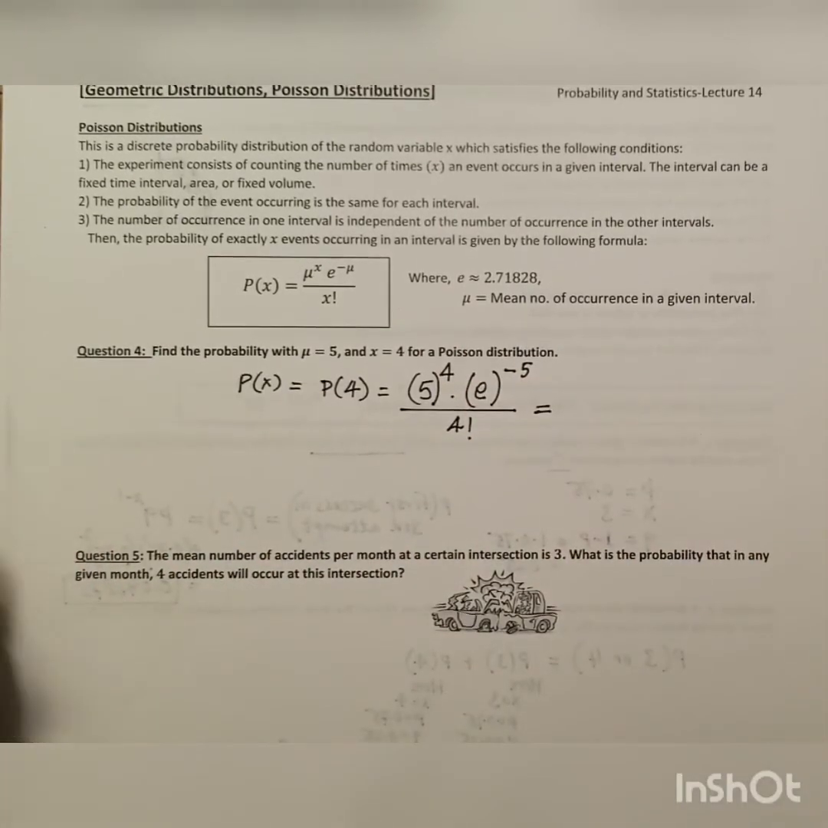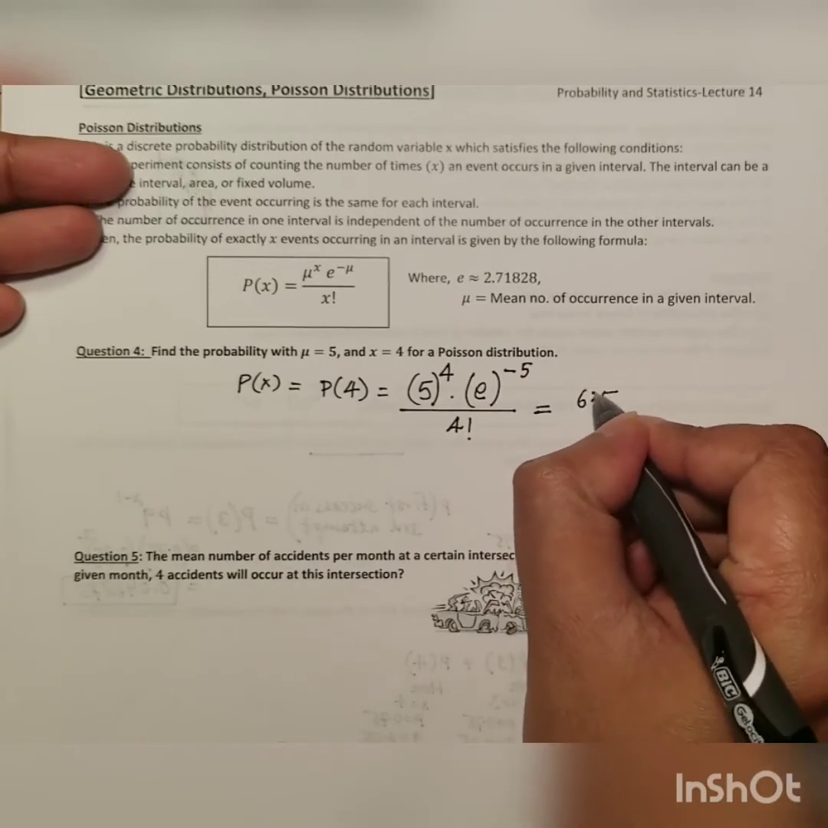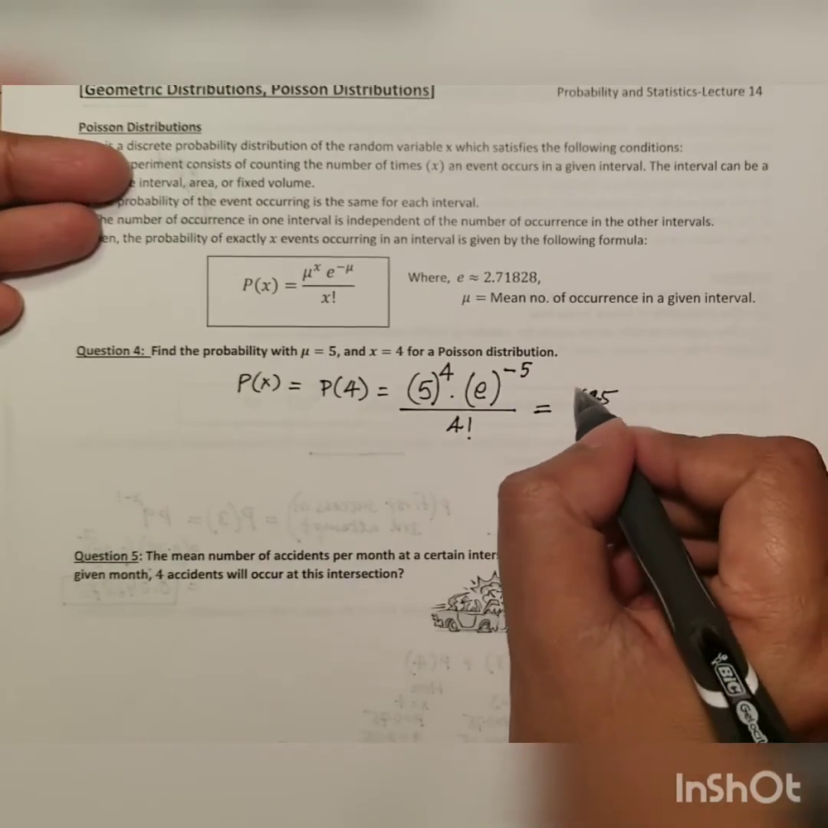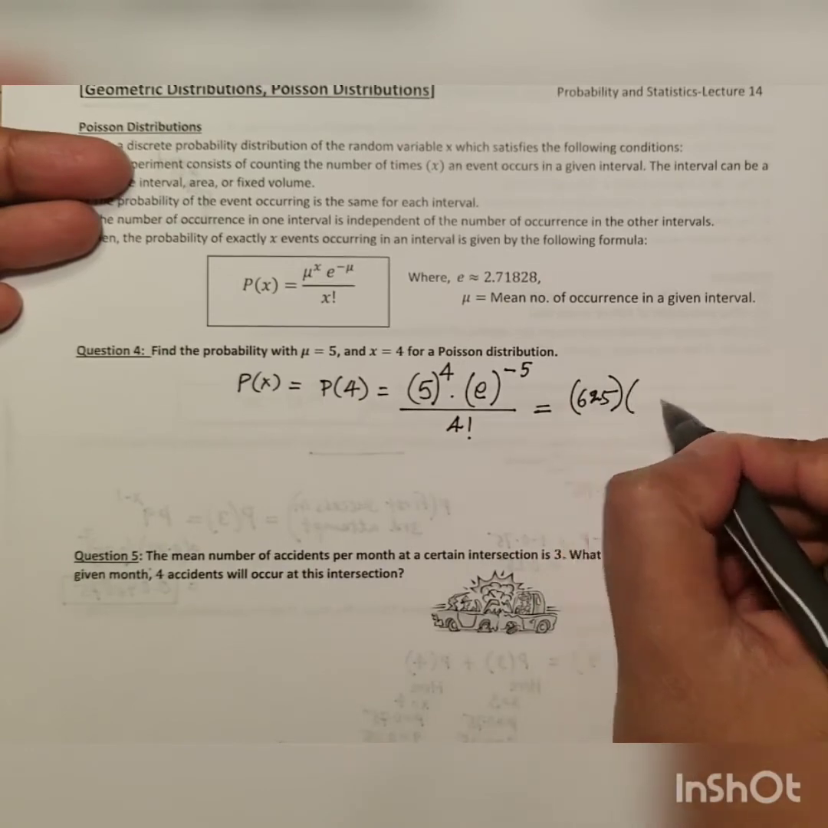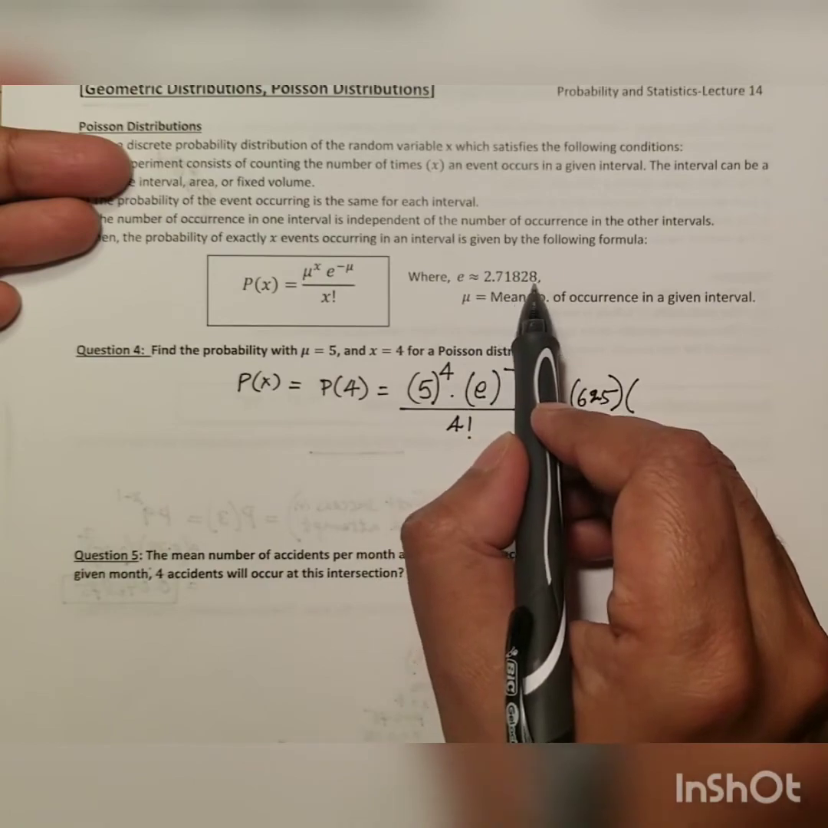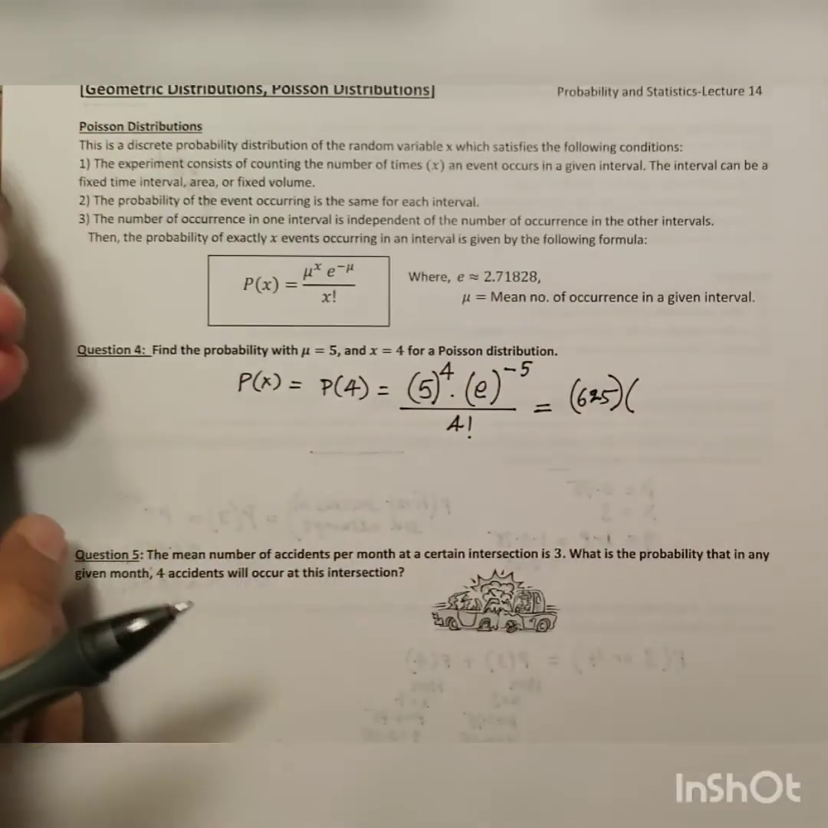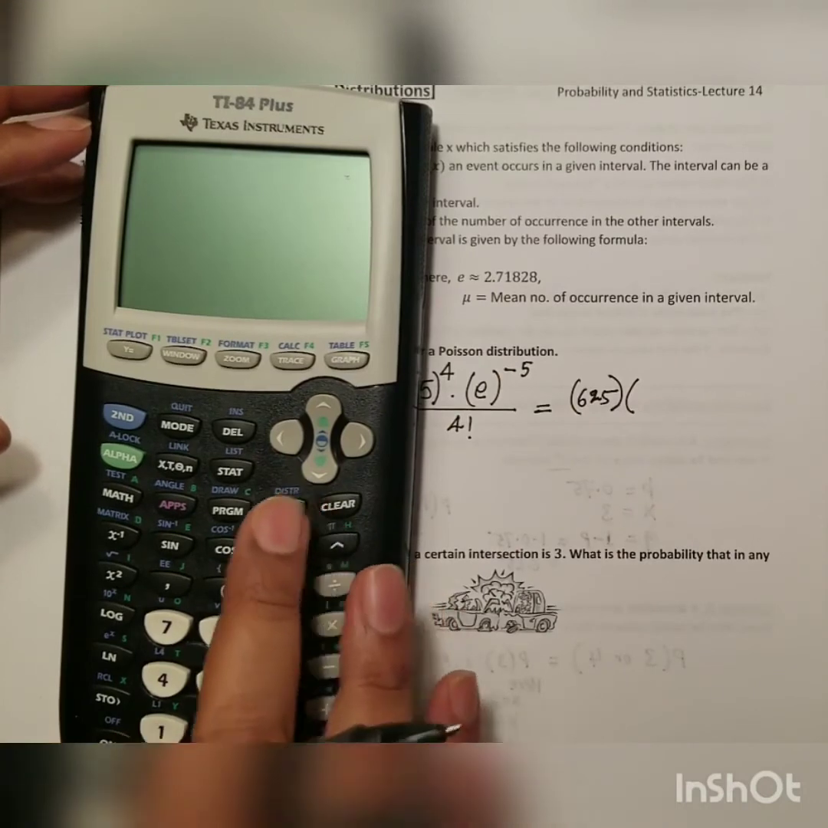So 5 to the 4 is 5 times 5 times 5 times 5. We can do it by calculator, or it is 625. 5 times 5 is 25, and 25 times 25 is 625, times e to the negative 5. So you could put e equals 2.71828 to the negative 5, and we can do this by calculator.